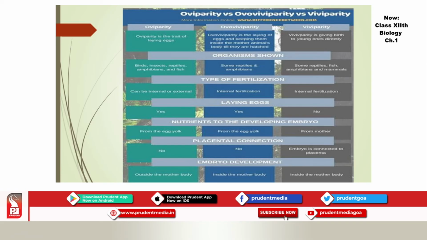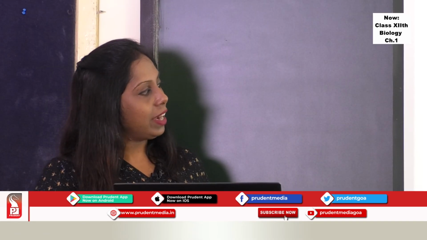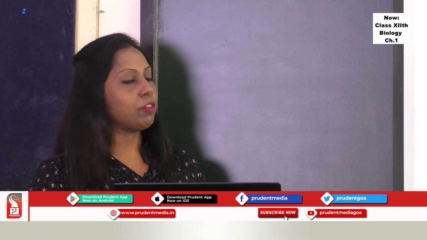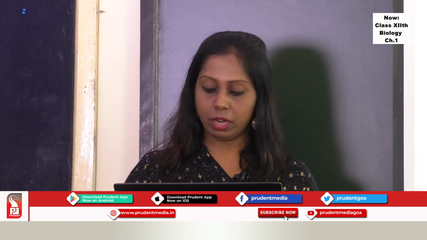Nutrients to the developing embryo, in these 2 cases, will be from the egg yolk, whereas in vivipary it is going to be from the mother. Placental connection: in these 2 cases there is no placenta formation. In the 3rd category, viviparous animals, there is placenta formation. The embryo gets connected to the placenta for nourishment. And finally, the embryo development is outside the mother's body in the oviparous condition, that is in the egg. In ovovivipary and vivipary, the development of the embryo takes place inside the body of the mother.